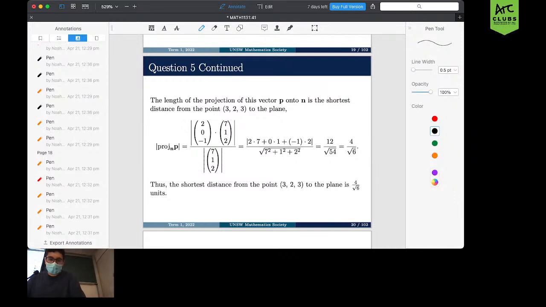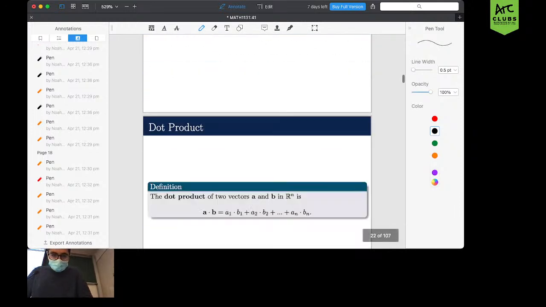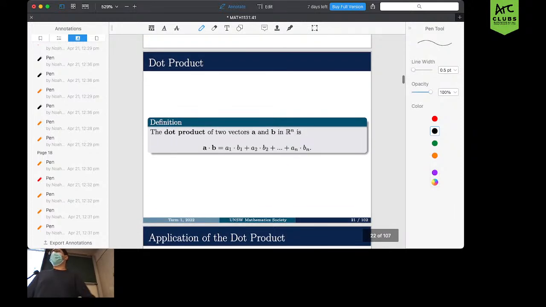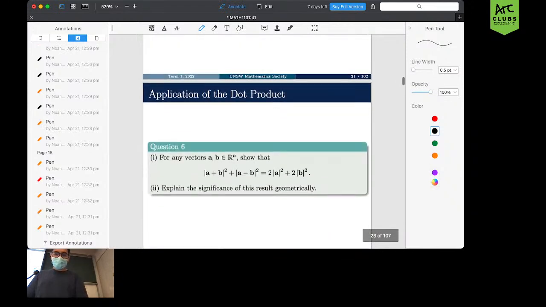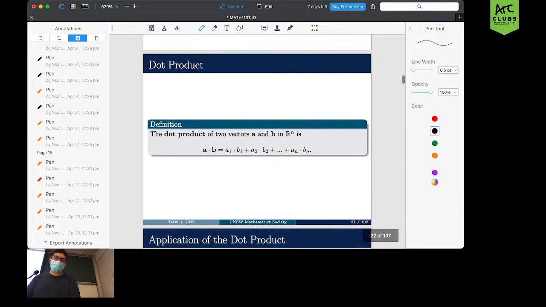Cool. Okay, let's move on. I just included one question about dot products, which we'll get to, because this occasionally pops up in 1131 and 1141 papers, even though I personally think these are the easiest types of questions. But I thought we should still cover it.